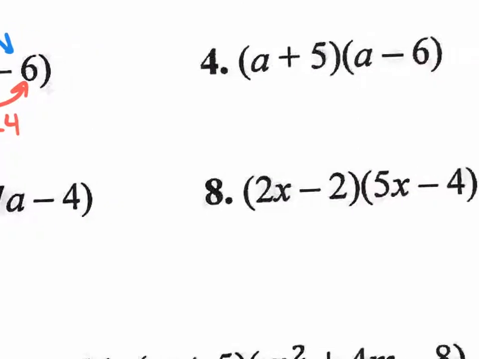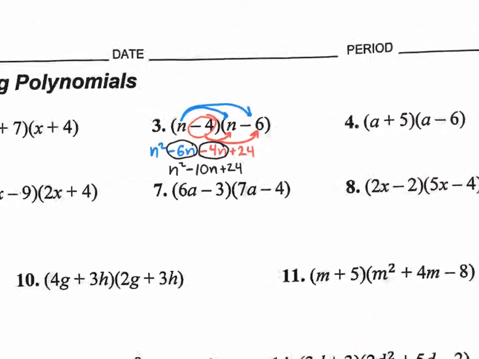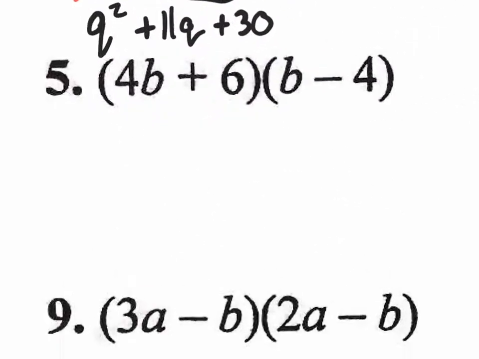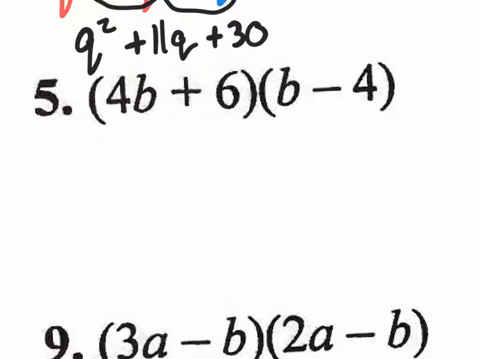Let's try number 5, which is not on that side. It's over here on this side. Number 5. Let's distribute. It gets a little bit more fun because we're finally getting some coefficients in front of our variables. Right? Let's go 4b times b. What do I get? 4b squared. That's right.